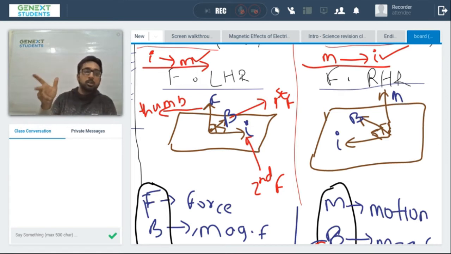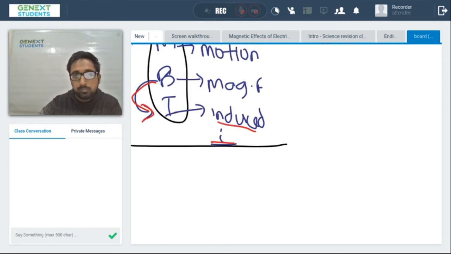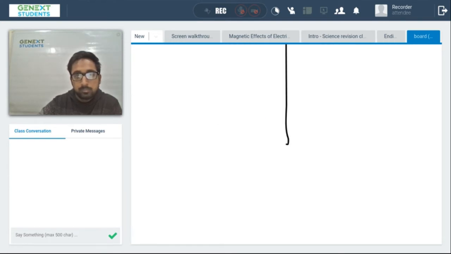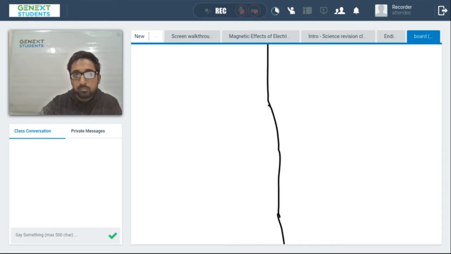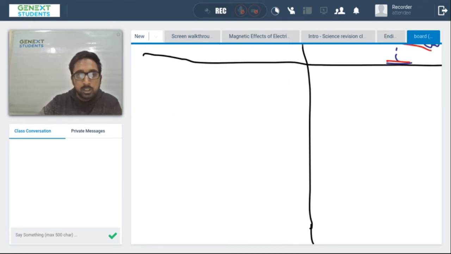All right, so this is how you use it. This is your right hand. This is the motion. This is the magnetic field. This is the induced current. All right, let's see the applications. Just now we saw the basic formulation. Now let's see the basic difference between them. The basic difference in this chapter is given here. So this entire chapter is on the difference between these. So let's start.